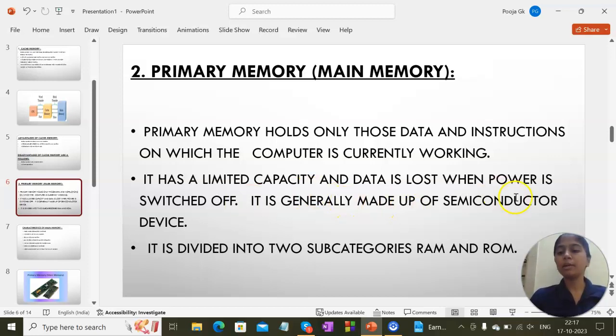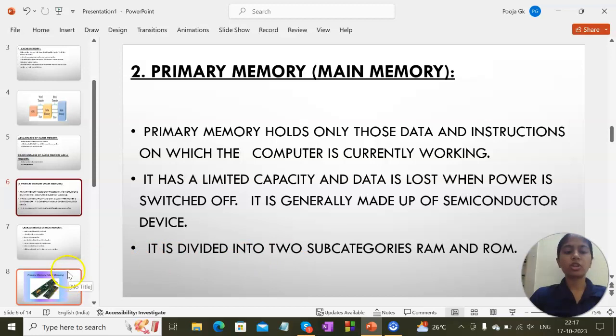It is generally made up of semiconductor devices. When the data and programs are erased, it is called volatile memory. Primary memory is divided into two subsections. First one is RAM and second one is ROM.